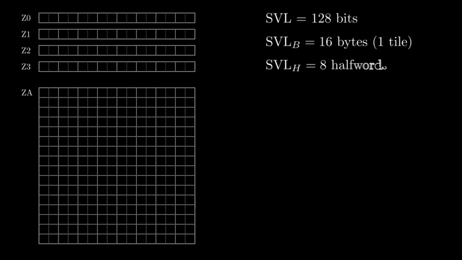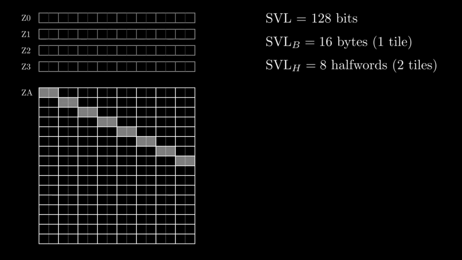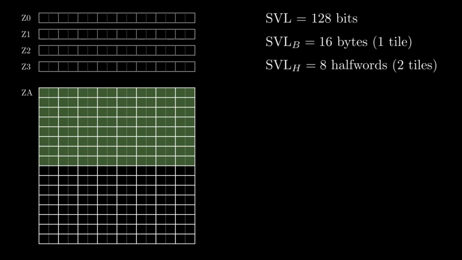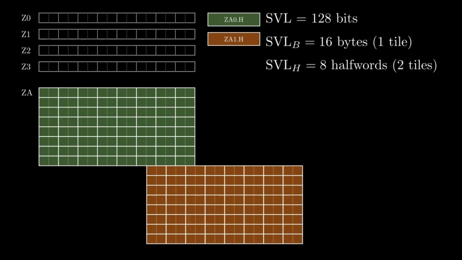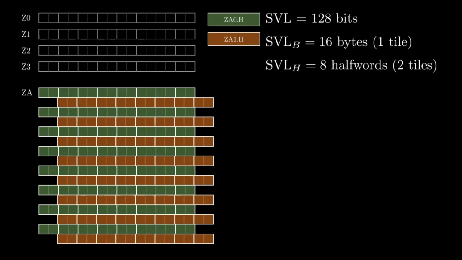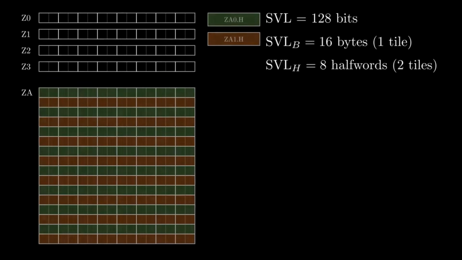When the ZA tile is accessed as 16-bit half-words, there are 8 half-words per row. That means that a square tile would be 8 rows high. Because of this, the ZA storage can host two 16-bit tiles named ZA0.H and ZA1.H. These virtual ZA tiles are actually interleaved in the physical ZA storage.